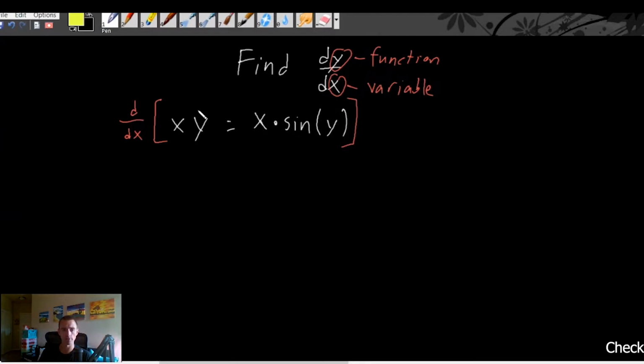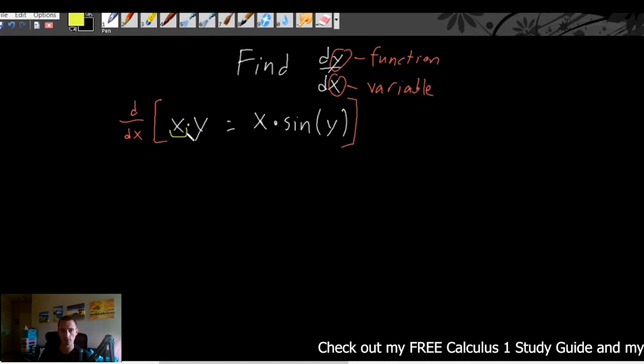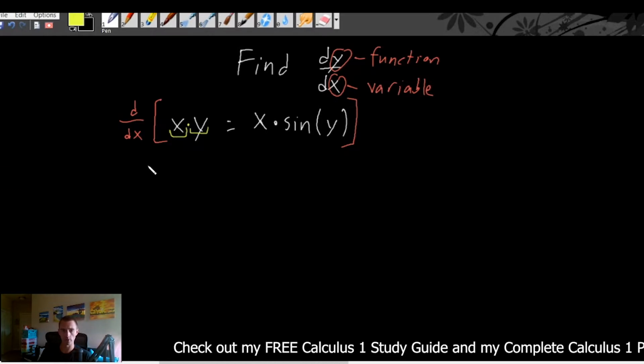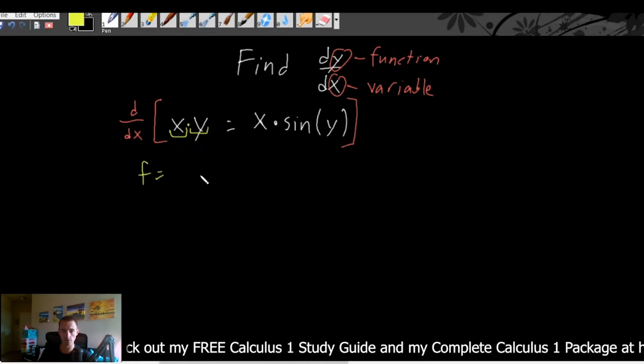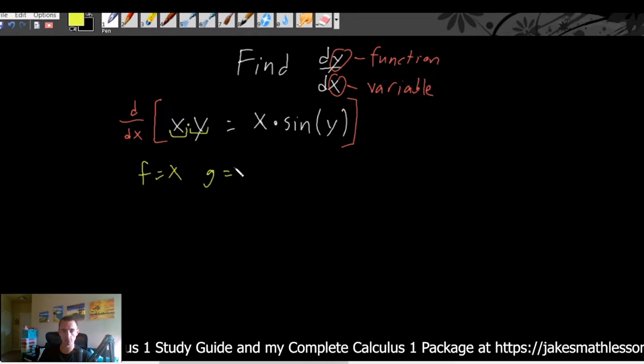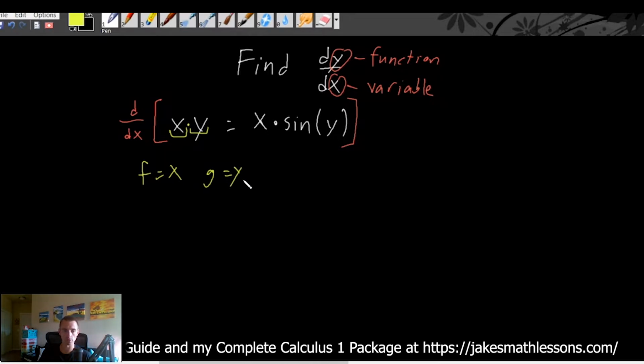So first of all, we need to find the derivative of x times y. Well, if you have x times y, that's a product of two different functions, where one of your functions is x and one of your functions is y. So we need to use the product rule. Product rule says we're going to first decide what is f and what is g. Doesn't really matter which one you pick for which. So let's just say f is x, g is y.